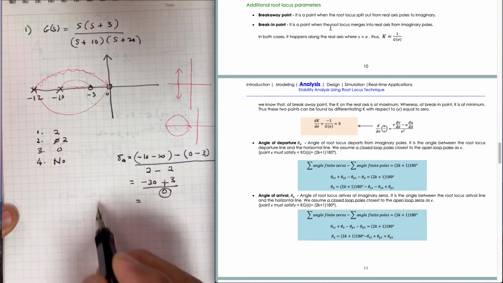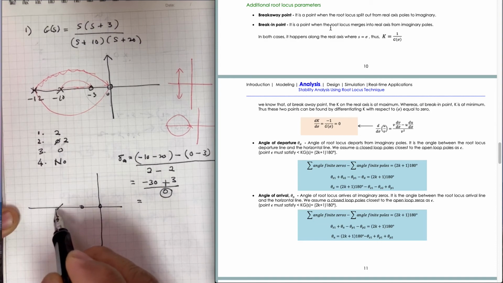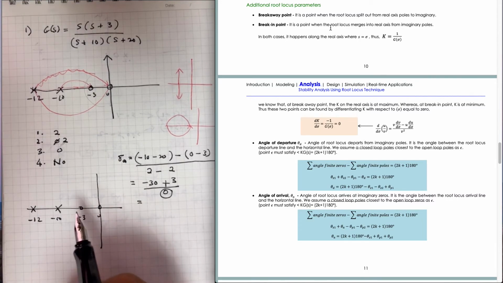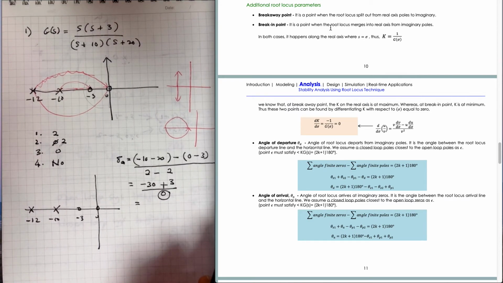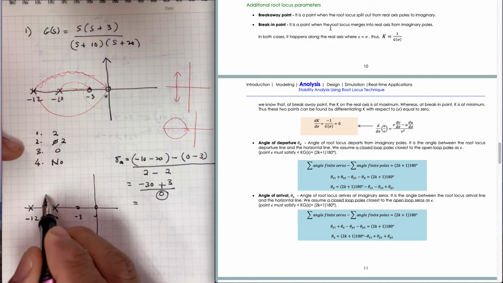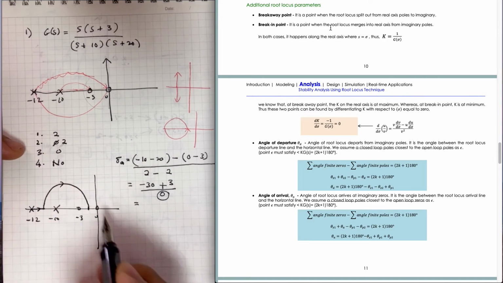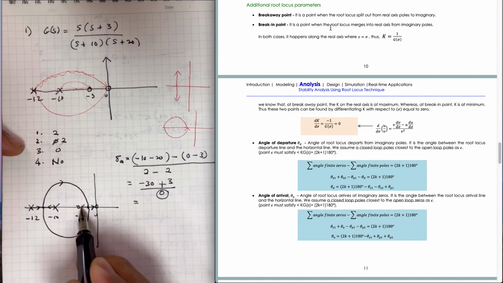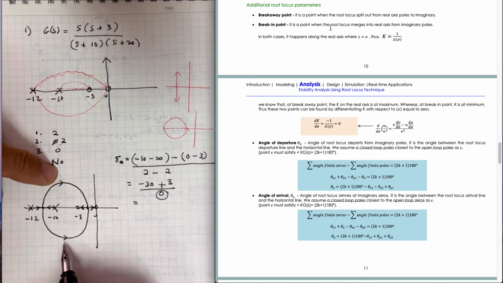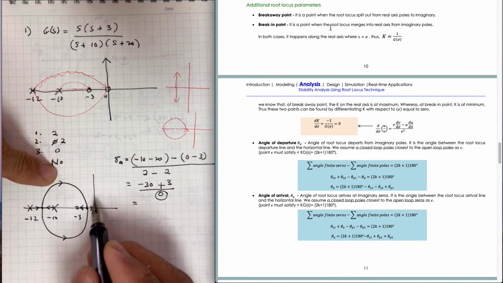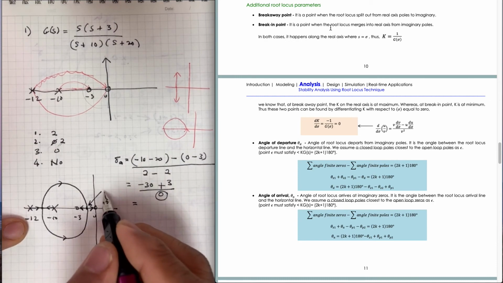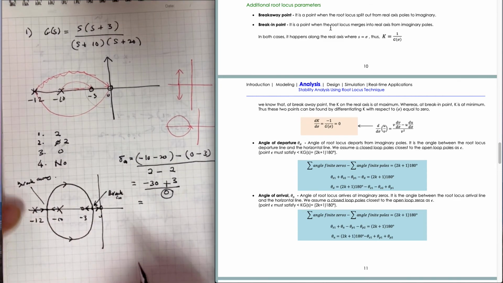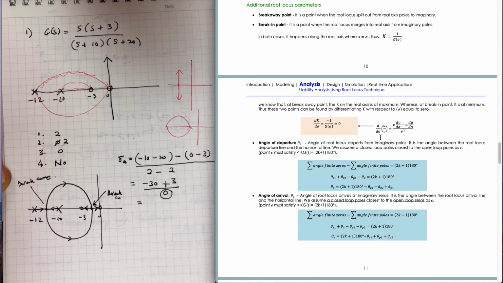Now, looking at this, minus 3, 0. To get a symmetrical root locus, we have to move this in this direction from here, maybe here, then from here it is moving in this direction, right? So you see, it is very symmetrical. This is the break-in point. This is the breakaway point. You can refer to the book on how to calculate this, or you can use this formula.